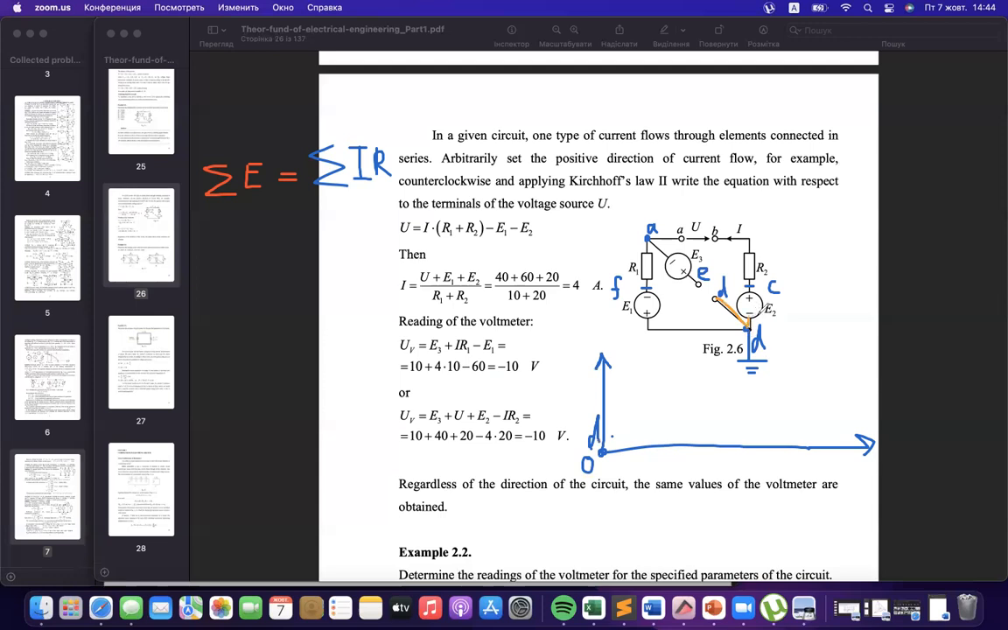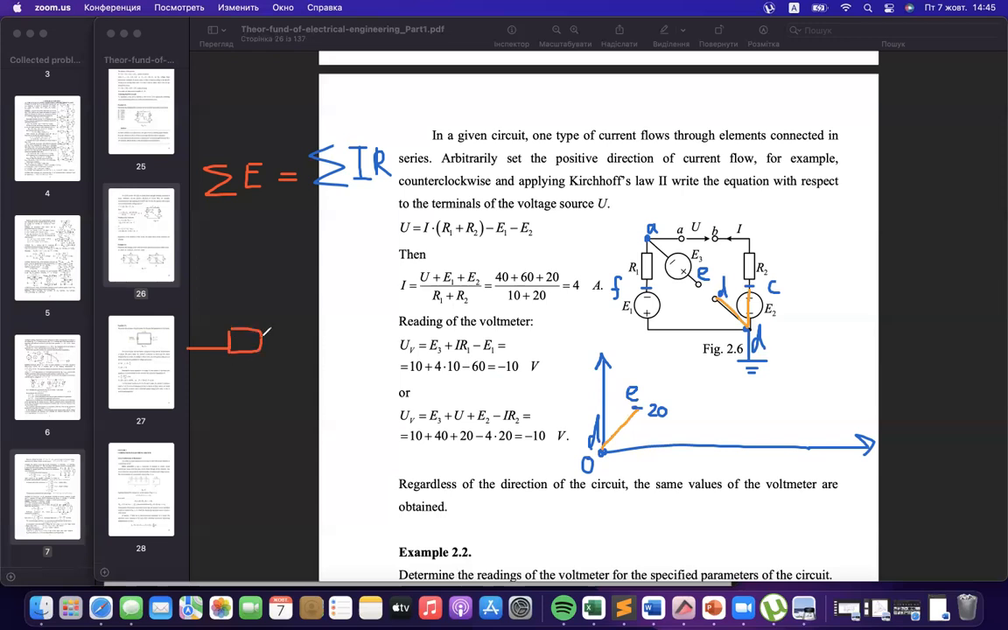The source will increase our voltage by the value of E2. It means after the source, point number C will be at 20 volts, the value of the source. Then through the current flow, in the direction of current, the voltage decreases.